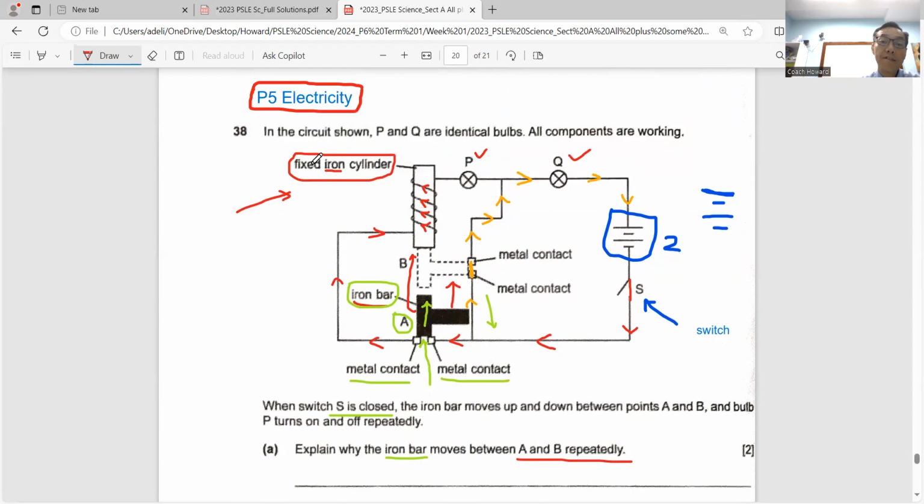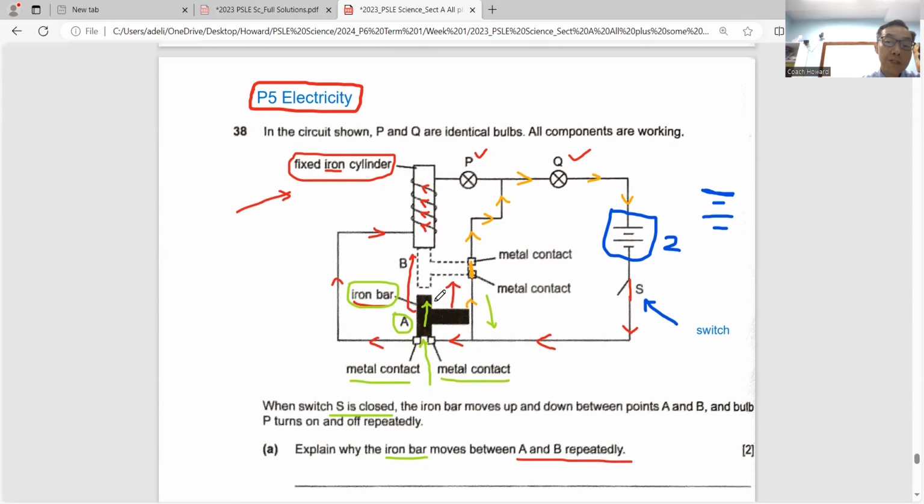and turn the fixed iron cylinder into an electromagnet, which will attract the iron bar upwards. As the iron bar moves from A to B, an open circuit will be formed between the metal contacts. This will cause the electric current to stop. Hence, the electromagnet will be demagnetized, causing the iron bar to drop back to position A.